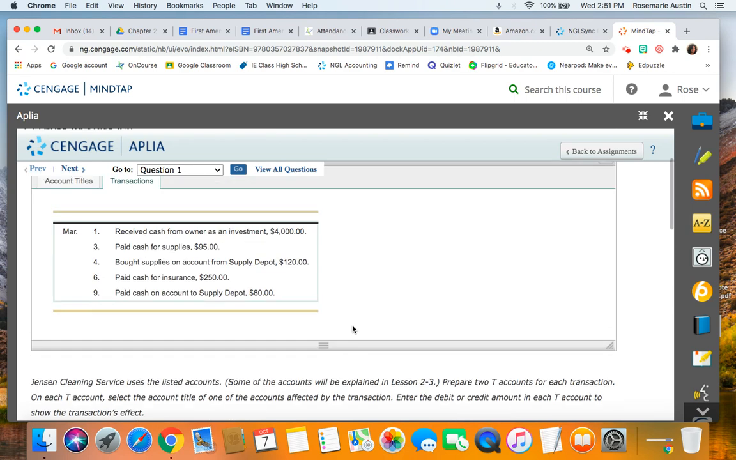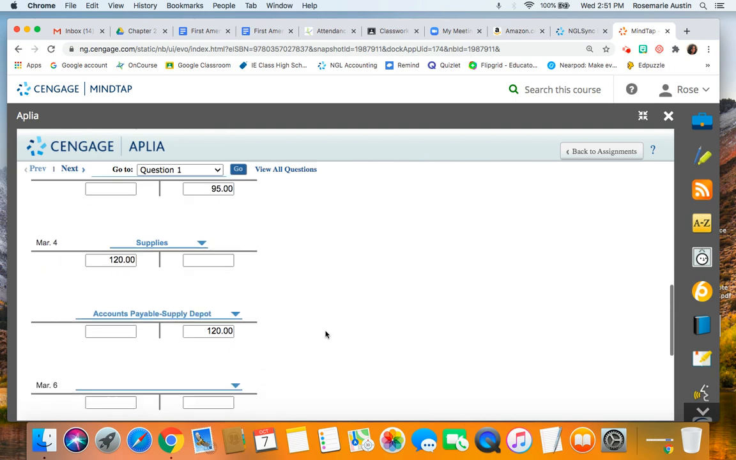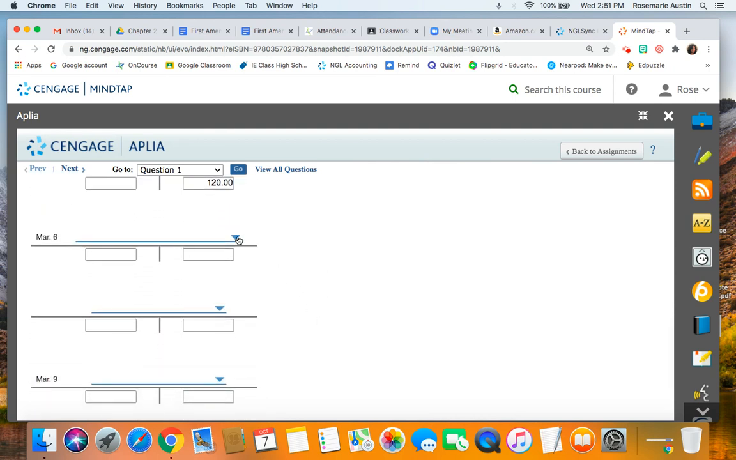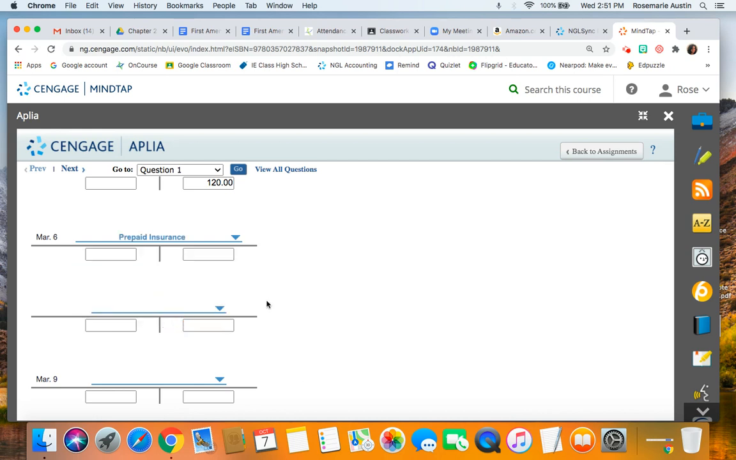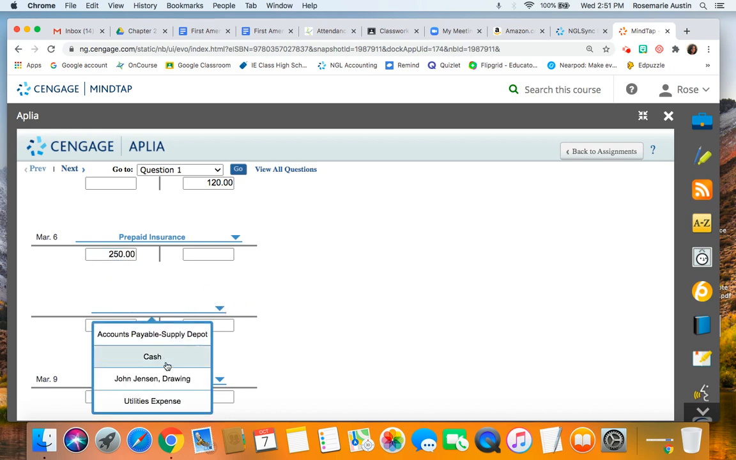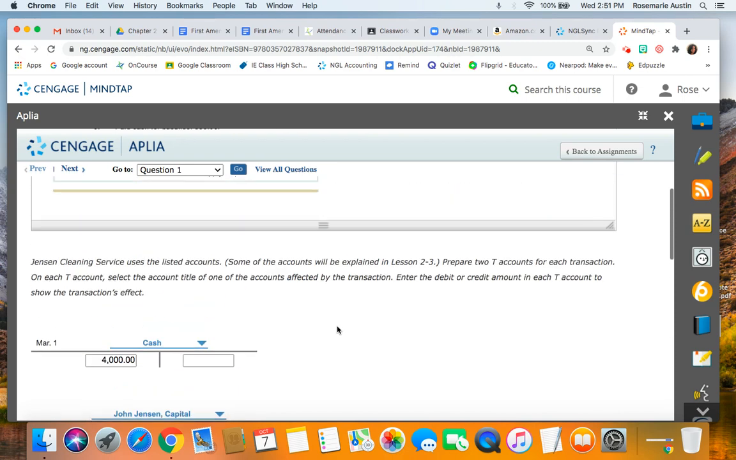All right, so March 6th, paid cash for insurance, $250. Cash and insurance are our 2 accounts, and you're going to notice that you're not going to have cash as a choice here. You have insurance as a choice because insurance is going to be the debit part of that transaction. What was it? Did we say 250? And then the other account is cash. Cash goes down with a credit entry. So insurance goes up with a debit entry, cash goes down with a credit entry. Okay? I think it was 250.